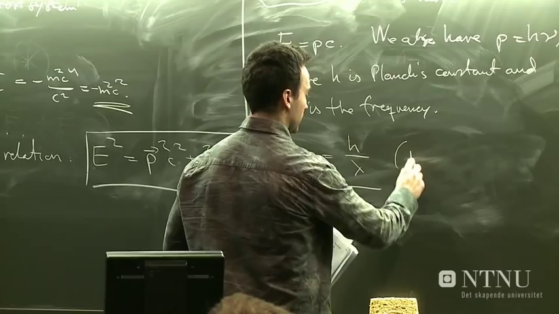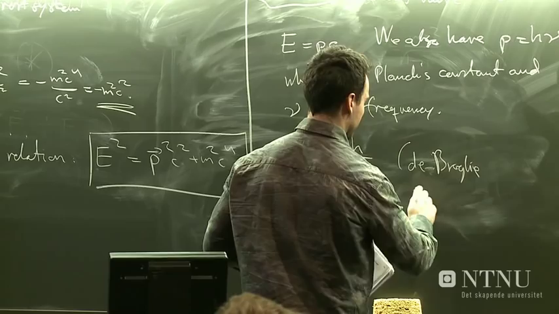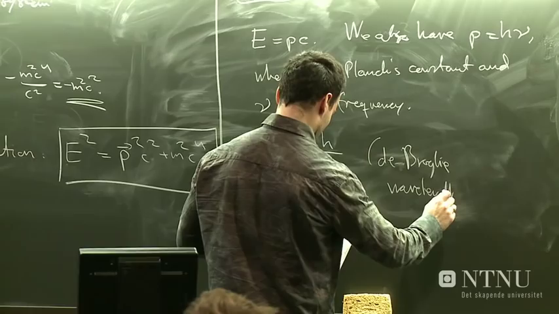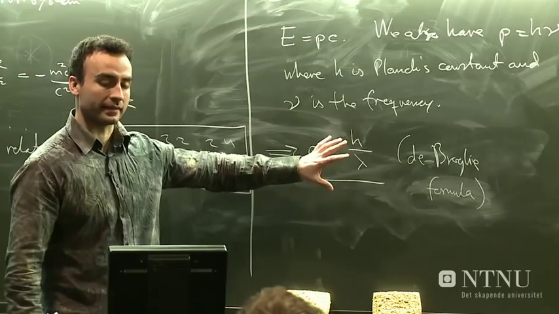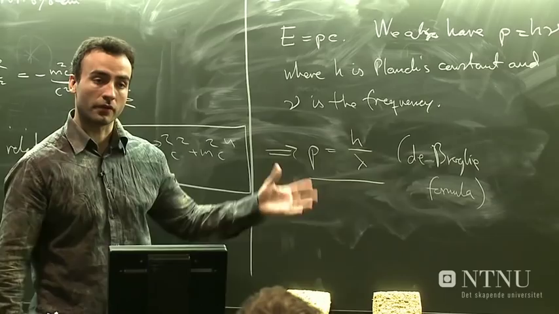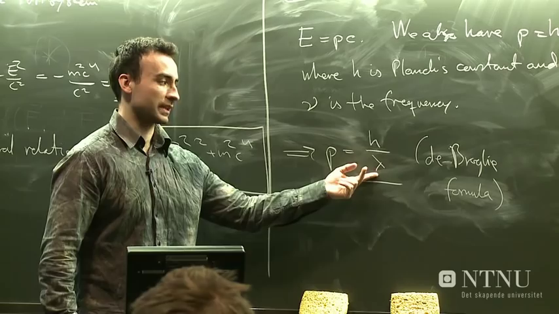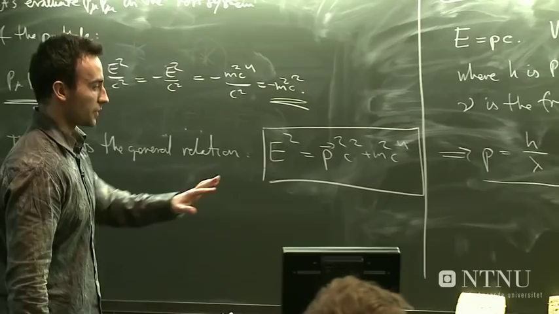This is the de Broglie formula, and you can generalize this to other particles if you want, where you say that this is the de Broglie wavelength, which can be calculated from the momentum of the particle. So this is just an example of how you can apply this formula.